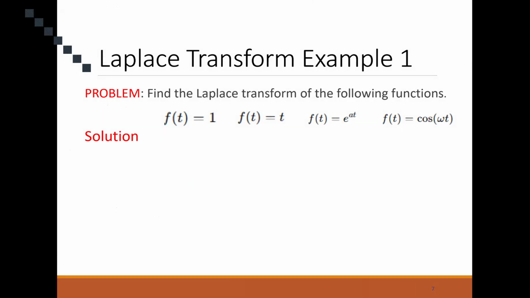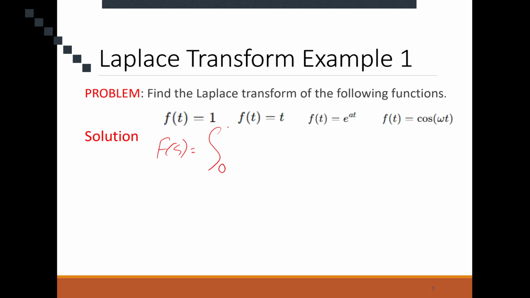Now, let's talk about some examples. Let's find the Laplace transform of some functions. What if our f of t is 1? Okay? So it means a DC function, a constant value. Now, if you do the integral, F of s is going to be the integral from 0 to infinity of 1 times e to the minus st dt.